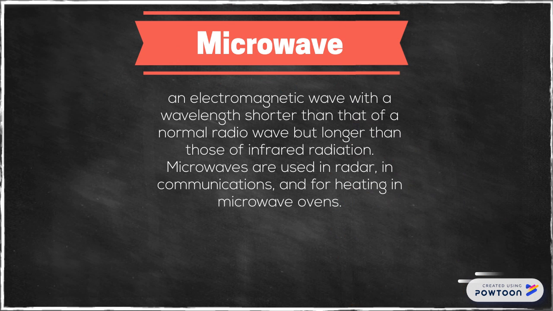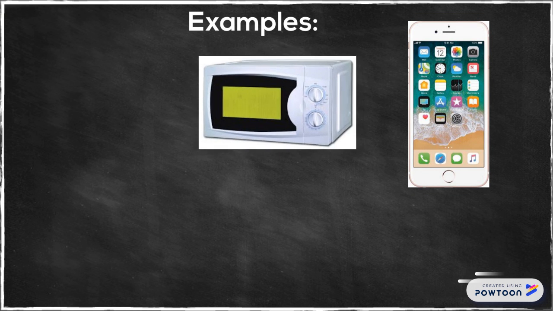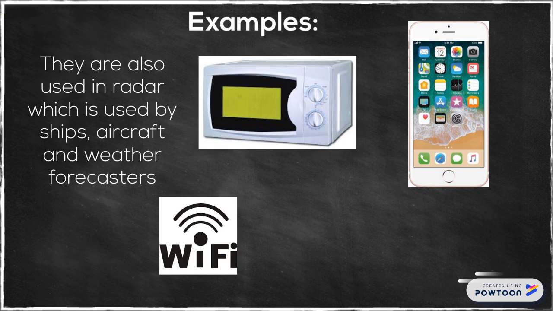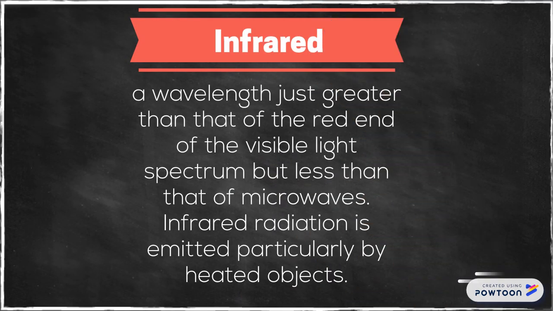Next are the microwaves, which is an electromagnetic wave with a wavelength shorter than that of a normal radio wave, but longer than those of infrared radiation. Microwaves are used in radar, in communication, and for heating in microwave ovens. Microwaves are used in cell phones, Wi-Fi, and they are also used in radar, which is used by ships, aircraft, and weather forecasters.